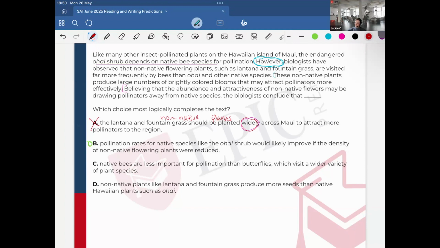C, native bees are less important for pollination than butterflies, which visit a wider variety of plant species. Okay, well, they didn't talk about butterflies anywhere, so this is a classic introducing new information, eliminate. And then option D, non-native plants like lantana and fountain grass produce more seeds than native Hawaiian plants such as Oi. Okay, this might be true, but it's never mentioned anywhere in the passage, right? They never talk about seed reproduction. So the focus was all about bee visits and pollination, and therefore I would say off topic. So therefore it must be B.